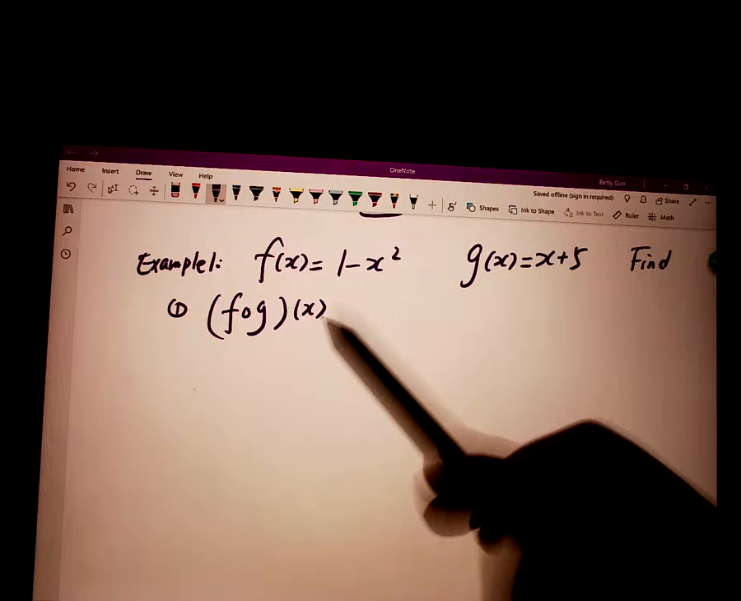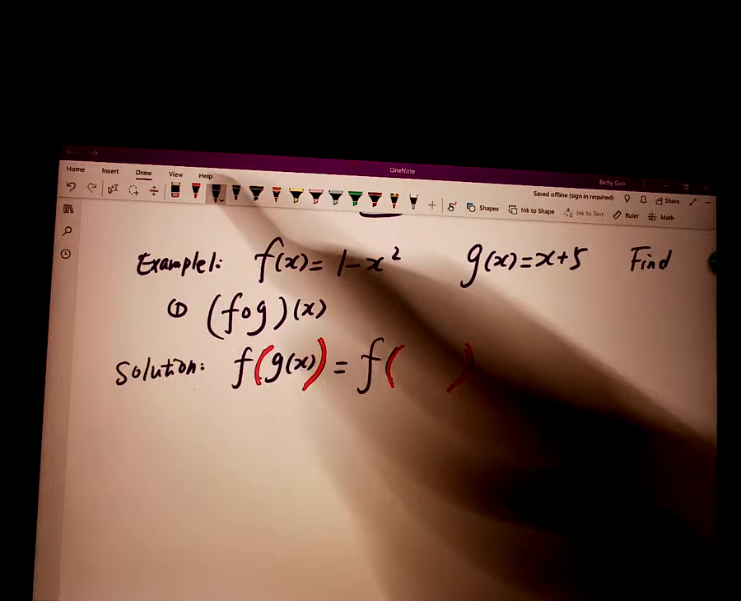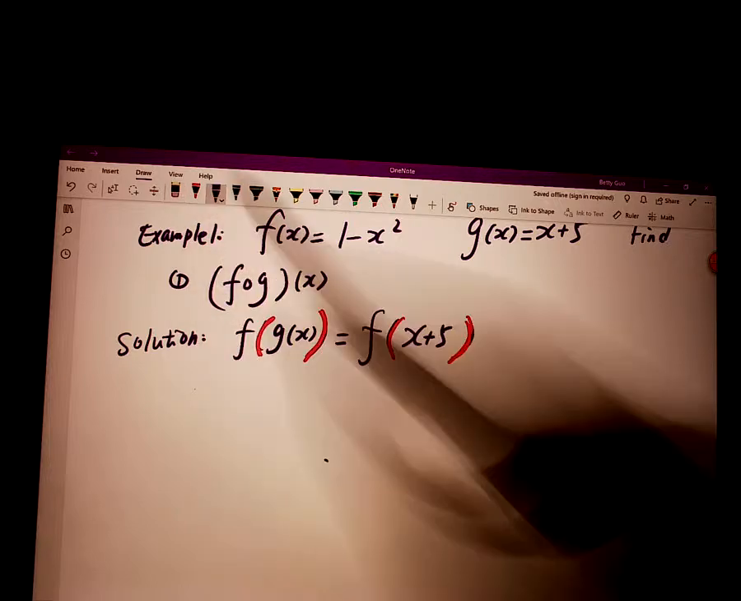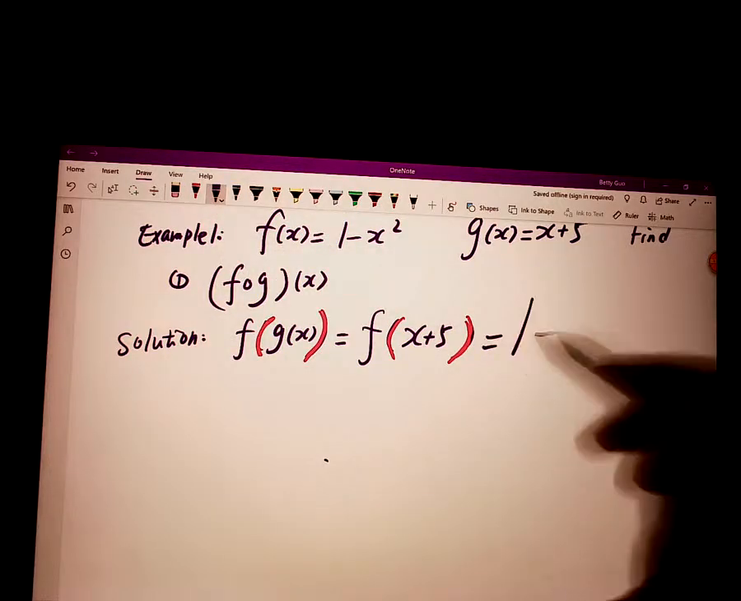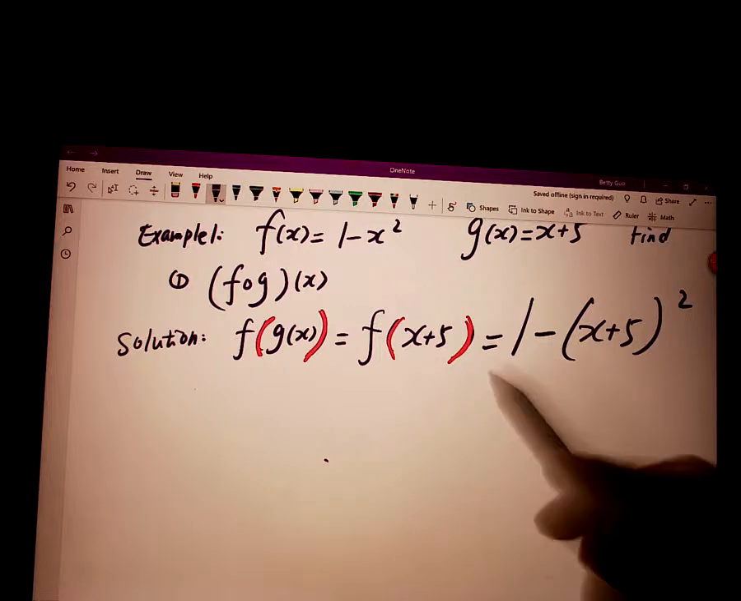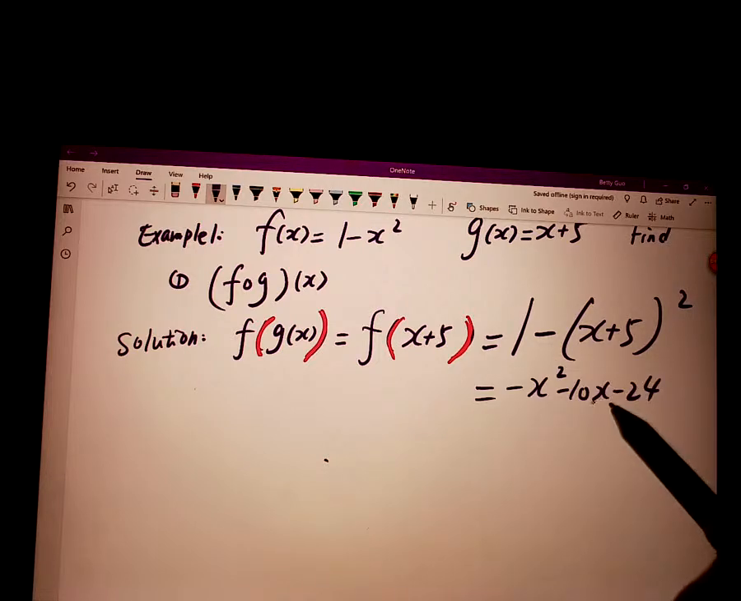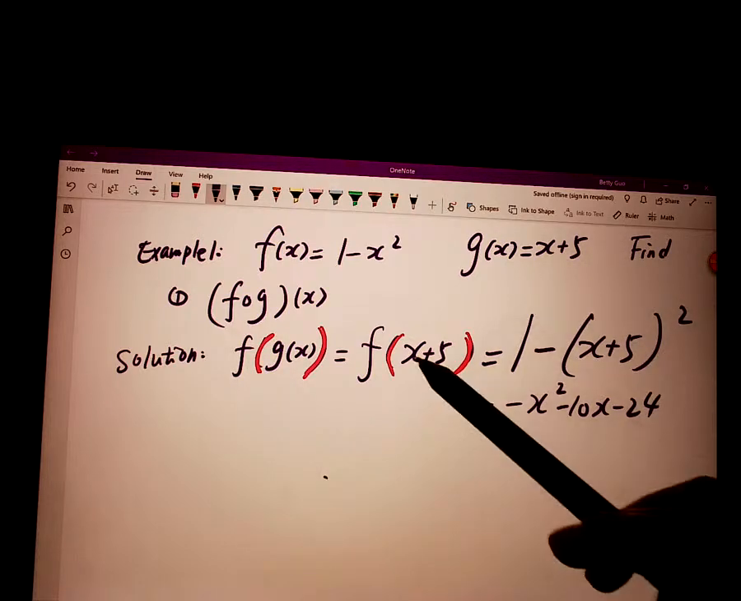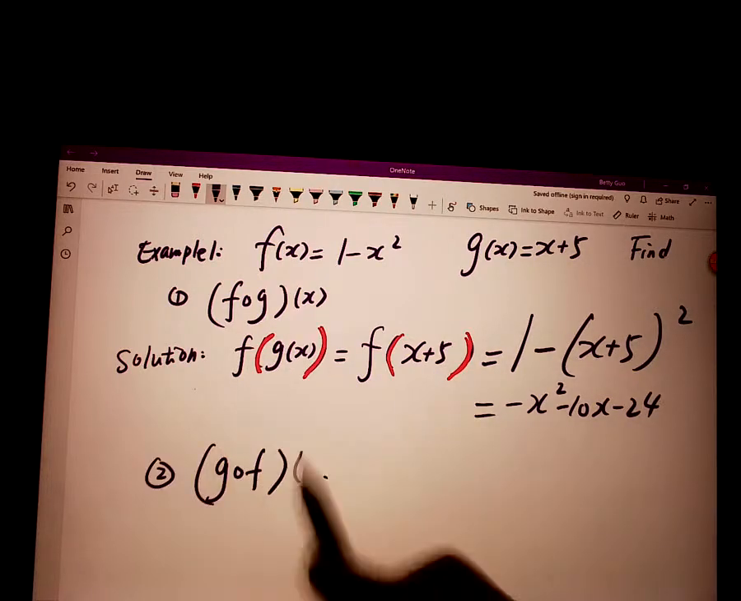What is g of x? Once you replace g of x with x plus 5, you are done with the inside function. You only need to do this. So the output would be 1 minus the quantity x plus 5, squared. Is that doable? So first is f of g of x, and then we deal with the other one.